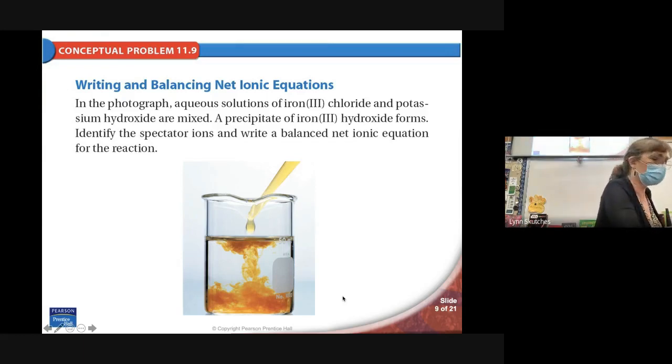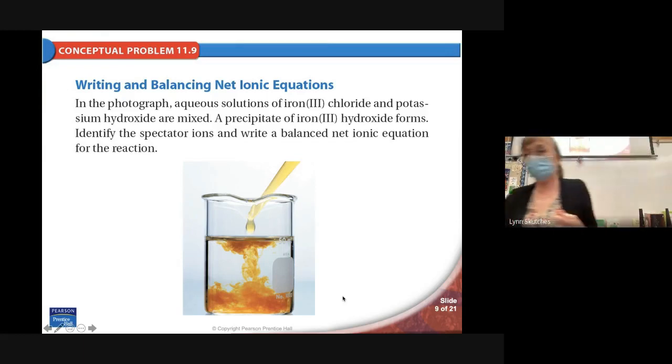All right, here we go. Would you please read it for us, Gabby? In a photograph, all concentrations of iron three chloride and potassium hydroxide are mixed. A precipitate of iron three hydroxide forms. Identify a structure and write a balanced equation.